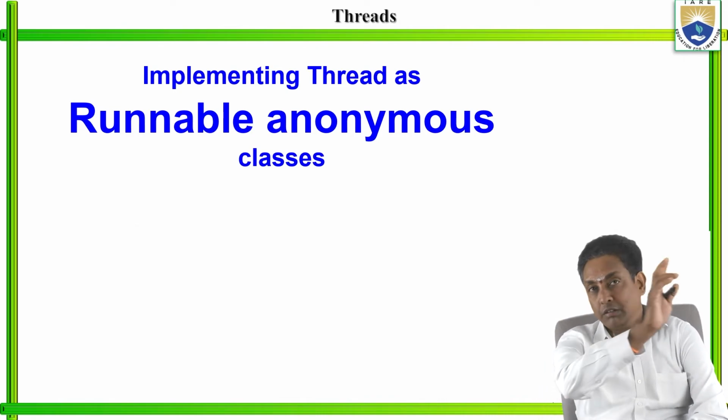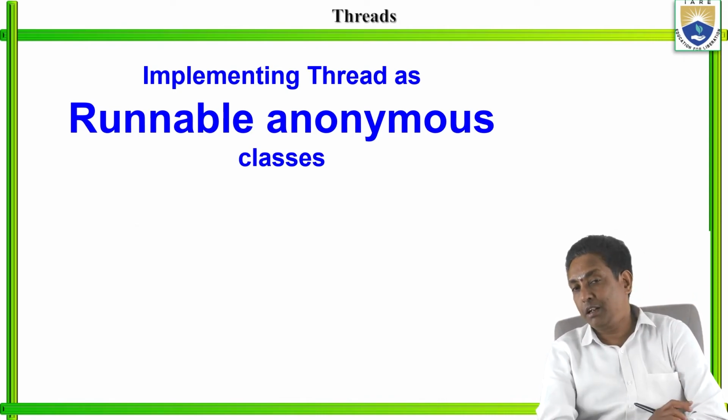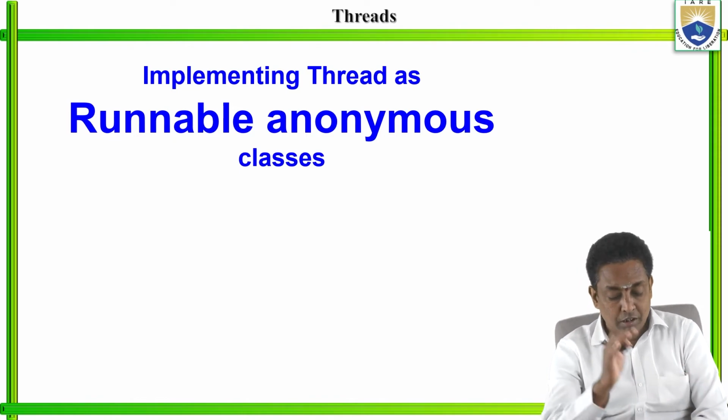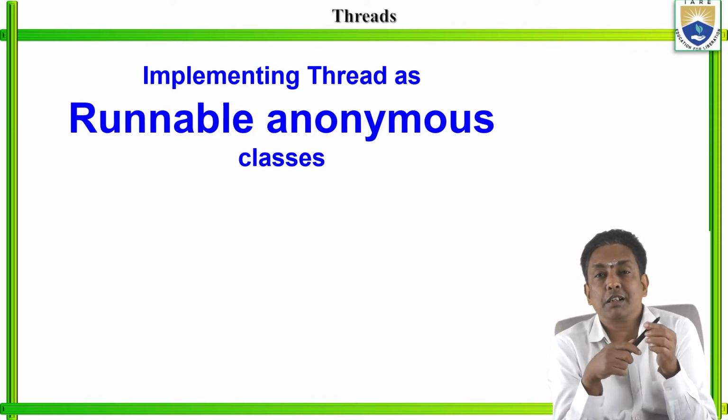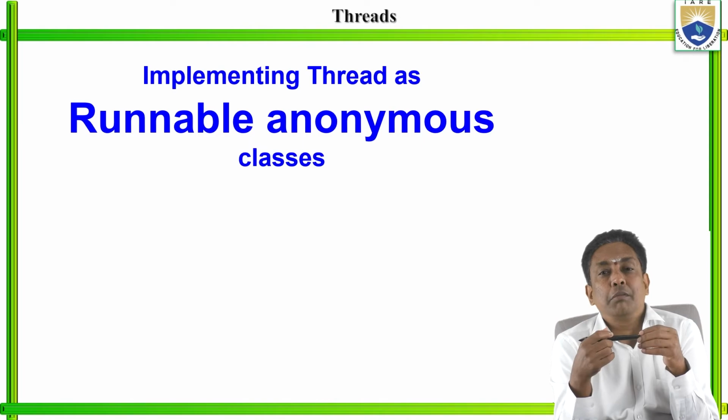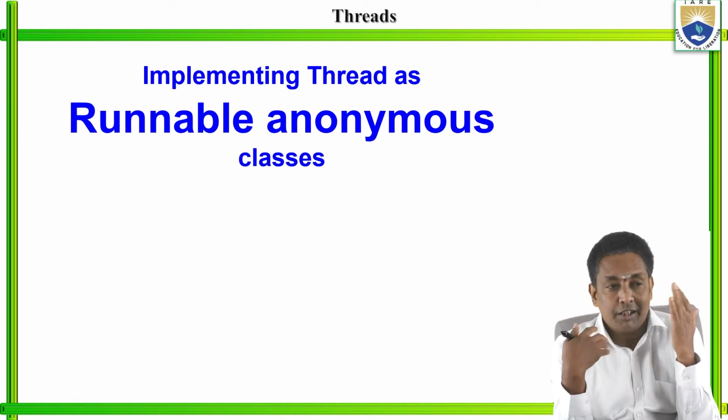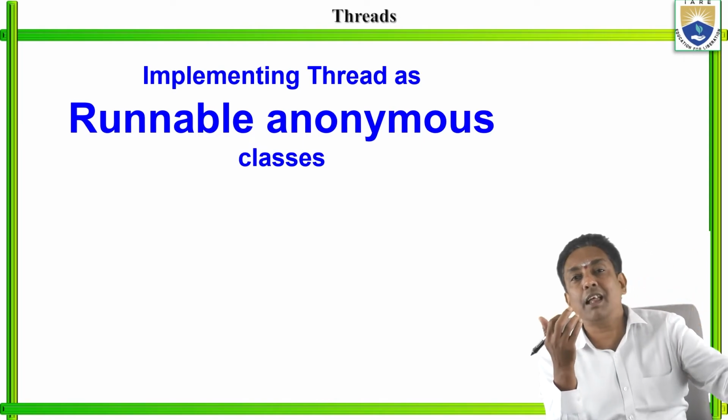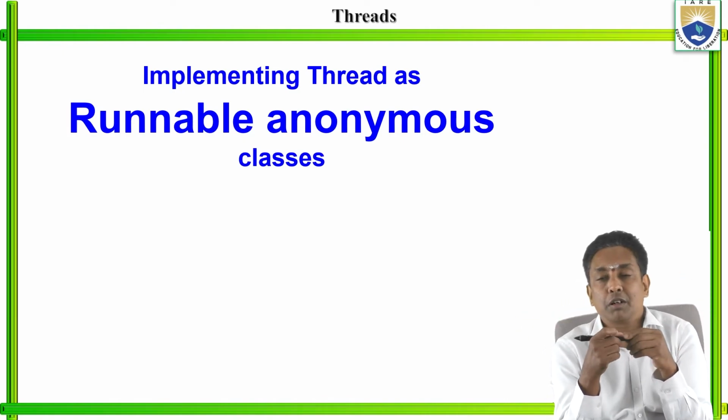So, among extending from Thread and implementing the Runnable interface, the preferred way of implementing threads is implementing the Runnable interface, so that the inherited classes will still have a chance to extend from one more class.